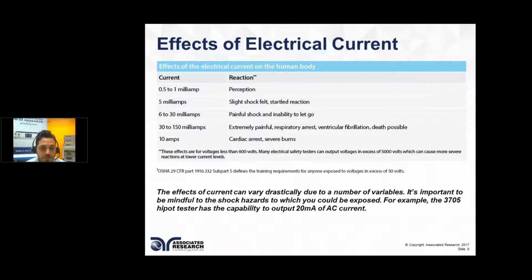But it's important to be mindful of the shock hazards to which you could be exposed. For example, the 3705 hipot tester has the capability to output 20 milliamps. So at 20 milliamps here, we're already at painful shock and inability to let go. And that is enough actually to get you to ventricular fibrillation.